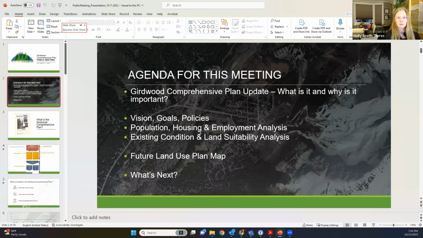Now, Michelle and Bree are going to give a more detailed presentation tonight on the population, housing, and employment analysis. And Bree's going to talk a little bit more about the existing condition and land suitability analysis, because those are the things combined with the vision and goals and policies that led to the future land use plan map, which Bree is also going to talk about. Okay.